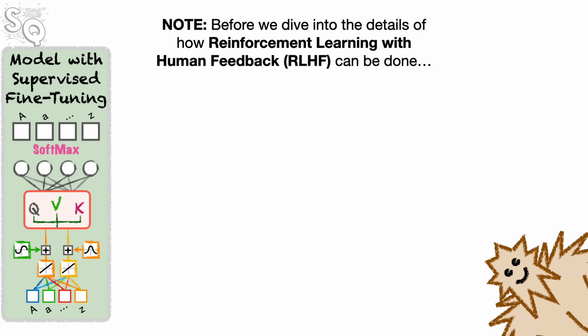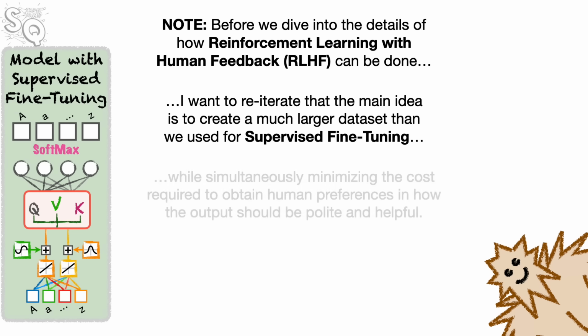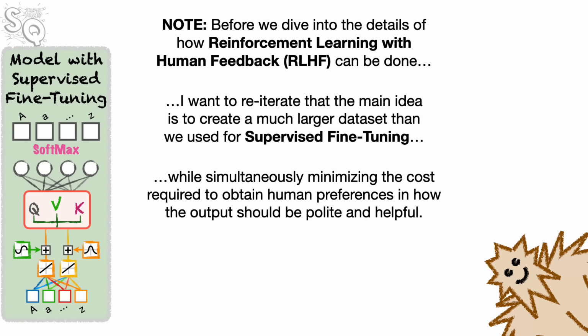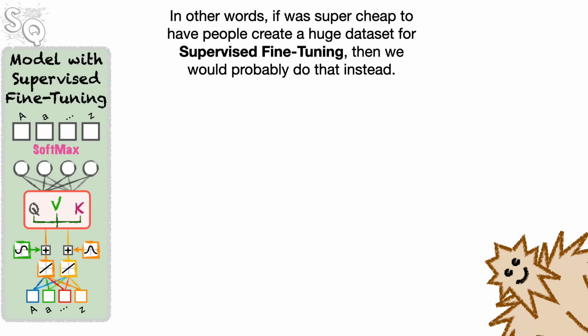Bam! Note: before we dive into the details of how reinforcement learning with human feedback can be done, I want to reiterate that the main idea is to create a much larger dataset than we used for supervised fine-tuning, while simultaneously minimizing the cost required to obtain human preferences in how the output should be polite and helpful. In other words, if it was super cheap to have people create a huge dataset for supervised fine-tuning, then we would probably do that instead.